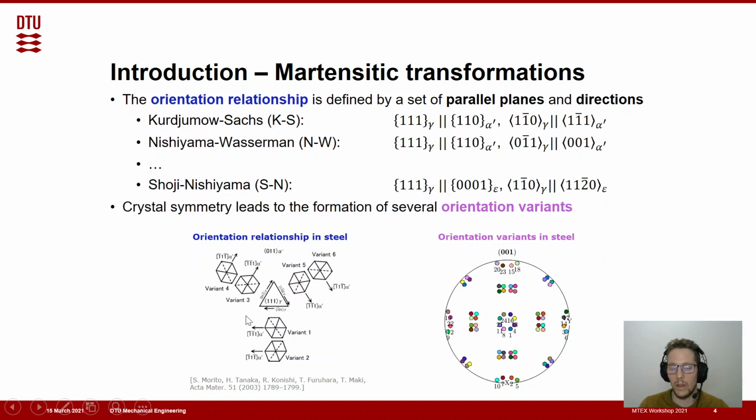So we have those 6 variants, and since we have 4 different 1-1-1 planes in austenite, we end up having 24 variants for the case of the FCC to BCT transformation. If we plot this in a pole figure, we get these variants right here. That's how they look for the Kurdjumov-Sachs orientation relationship. So the symmetry gives us more than only one variant that can form.